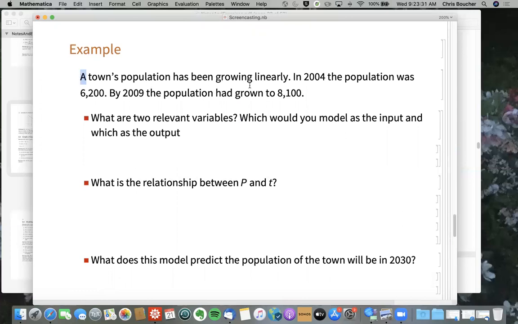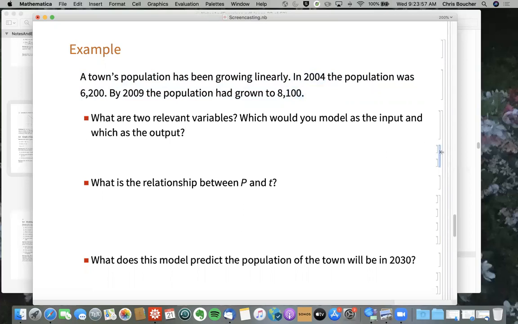Okay, so here's the scenario, right? A town's population is growing linearly, and we have a couple of data points. In 2004, the population was 6,200. In 2009, it had grown to 8,100. All right, again, we're going to start by identifying the input and the output variables, and then coming up with a relationship between them. Well, the variables here, I think, are time and population.